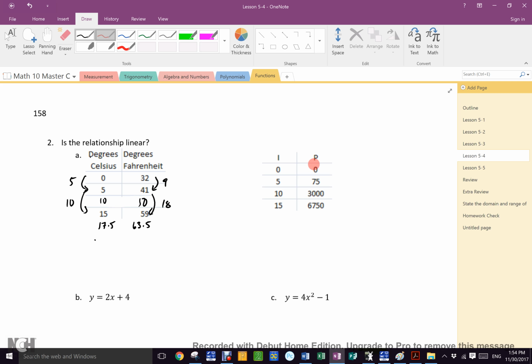All right. What about this one? What's that guy going up by? What?